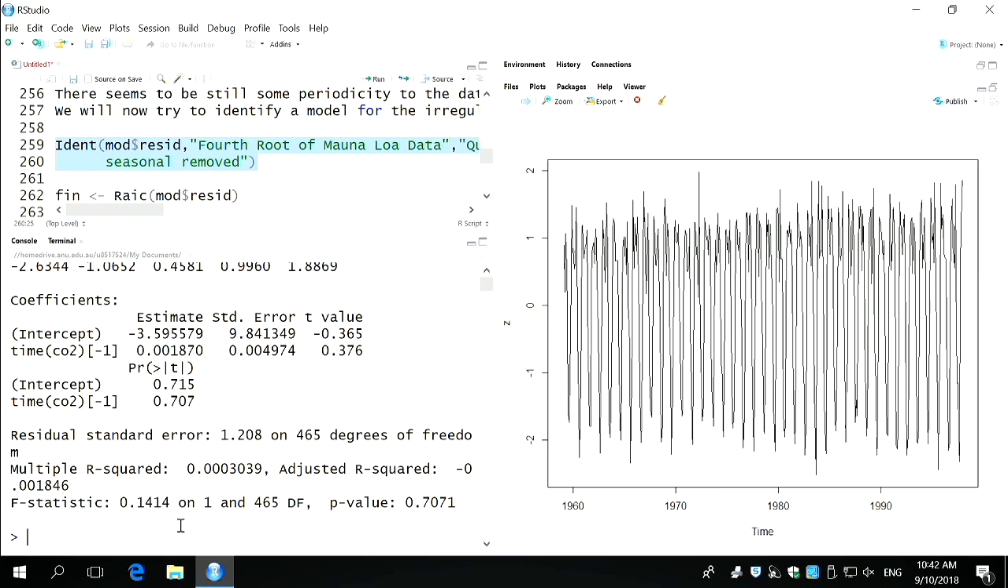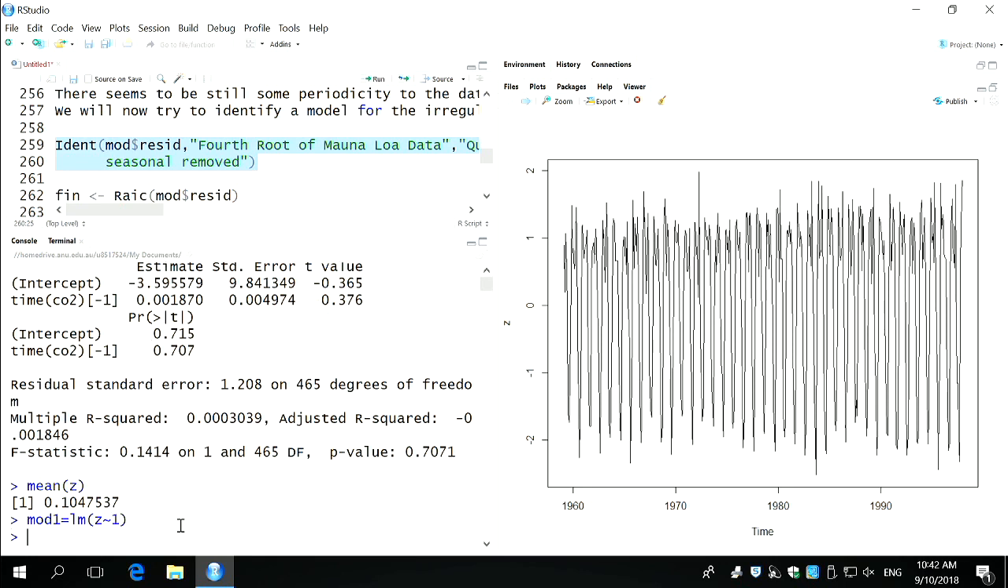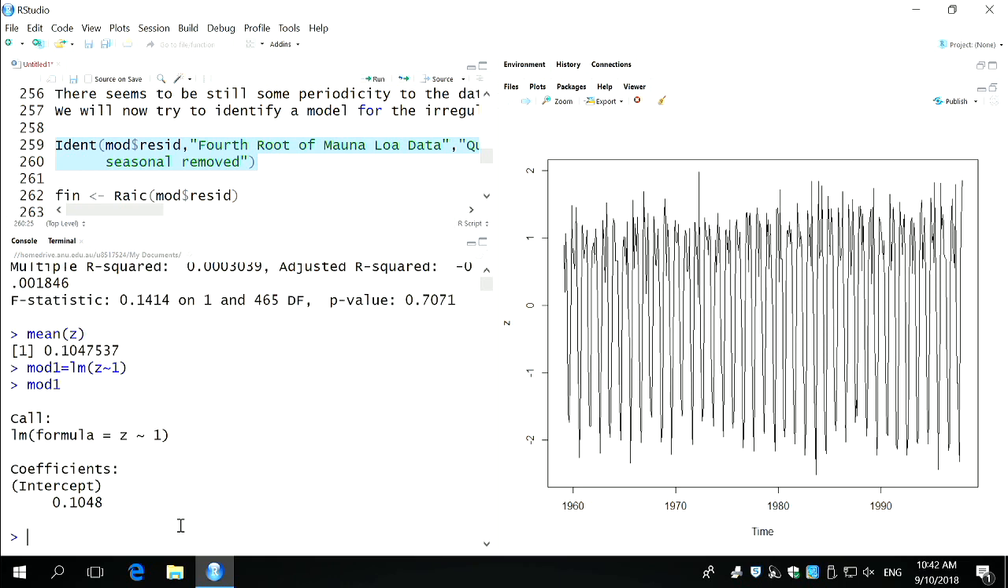Use the mean. So to fit a flat trend is really easy. There's two ways to do it. Simple way, what's the mean of Z? 0.104. So that's your model at the moment, 0.104. The other way to do it would be, instead of putting Z tilde time, you put Z tilde 1. That'll fit a mean as well. Same answer. So no trend means flat trend, means fit a constant, means fit a mean. All right, so let's put that on the table.